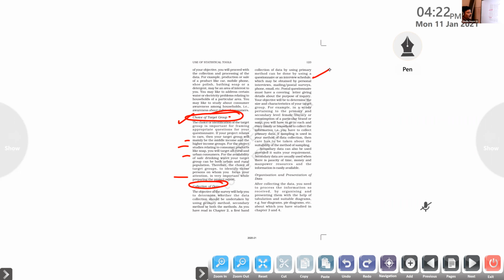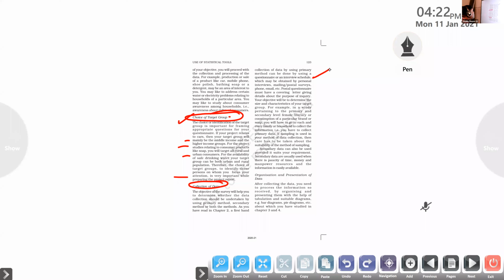Directly, we are approaching the sample and we are collecting the data, which may be obtained by personal interviews, mailing, postal surveys, phone, email, etc. Today we know that if you are opening any sites, definitely a number of this kind of surveys are there. Google Forms will open, right? Clear? Then we are attending that survey.